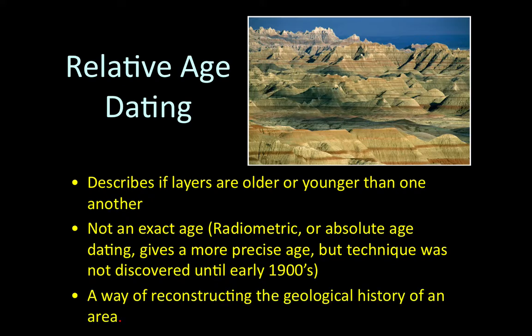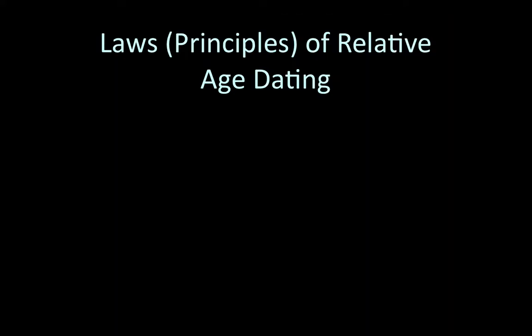And so you can reconstruct the geological history of an area by putting events in a sequence. What happened first, what happened next, and what was the most recent event to occur. What evolved from this view was something called the laws or principles of relative age dating. Scientists of the time, really beginning in the early 1800s, put together these laws. The first one is called original horizontality.